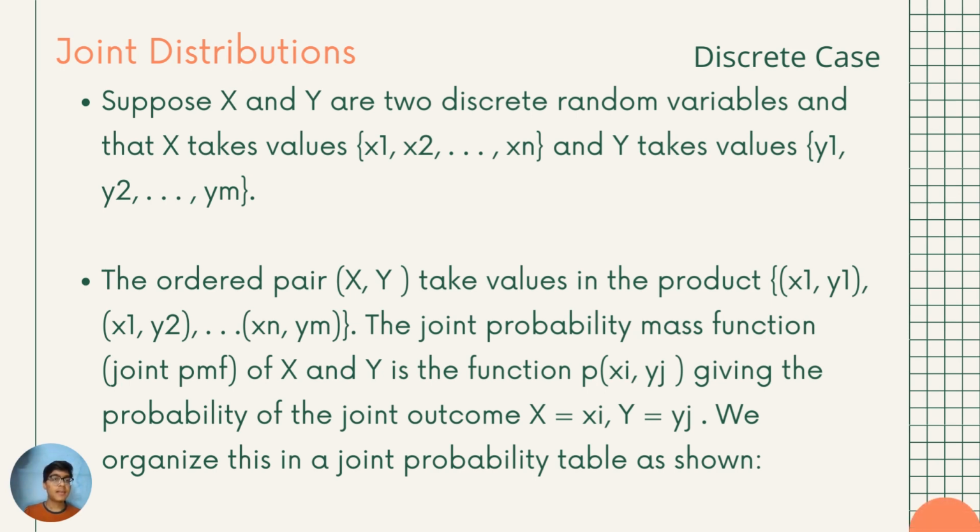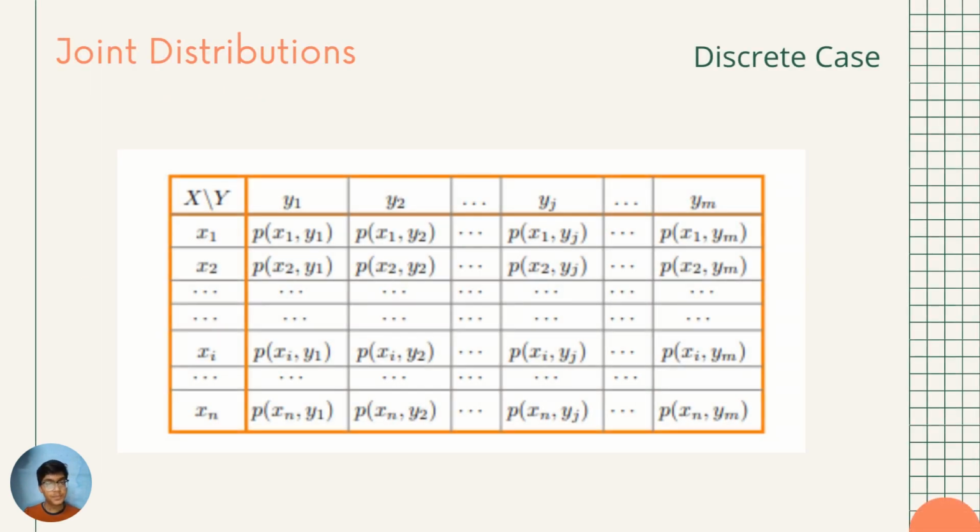Joint distribution, discrete case. Suppose capital X and capital Y are two discrete random variables and that capital X takes values x1, x2, and so on to xn, and capital Y takes values y1, y2, and so on to ym. The ordered pair (X, Y) takes values in the product (x1, y1), (x1, y2), and so on. The joint probability mass function of X and Y is the function P of xi, yj, giving the probability of the joint outcome X equal to xi and Y equal to yj. We organize this in a joint probability table as shown below.